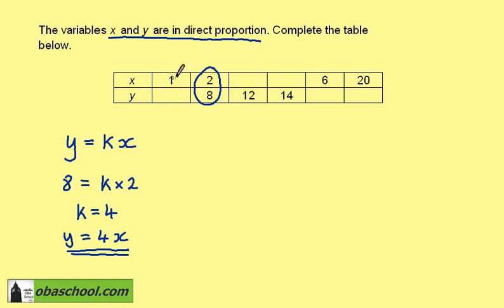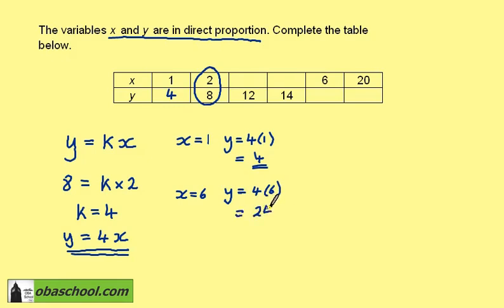We can use this to complete the table. Let's start by looking at when x is 1. y would be equal to 4 times 1, which is 4. Now consider x is 6. If x is equal to 6, then y is equal to 4 times 6, which is equal to 24.